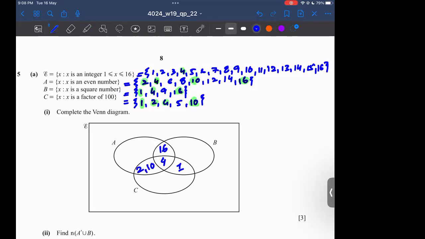Right? So I'm going to subtract these values from the universal side as well. 2, 1, 4, 10, 16. And what are the values left in A only? What is left over in A is 6, 8, 12, 14. What is the value left in B? That is 9. What is the value left in C? That is 5.